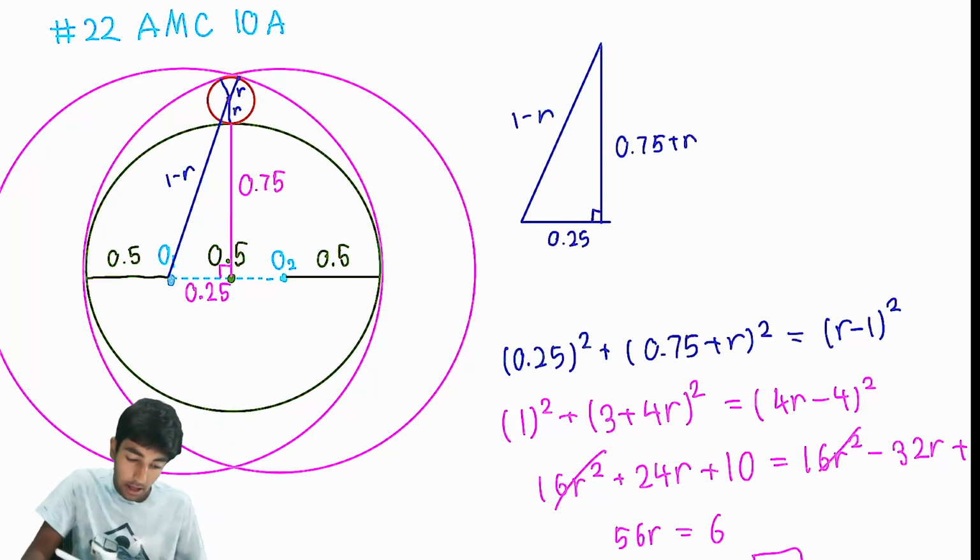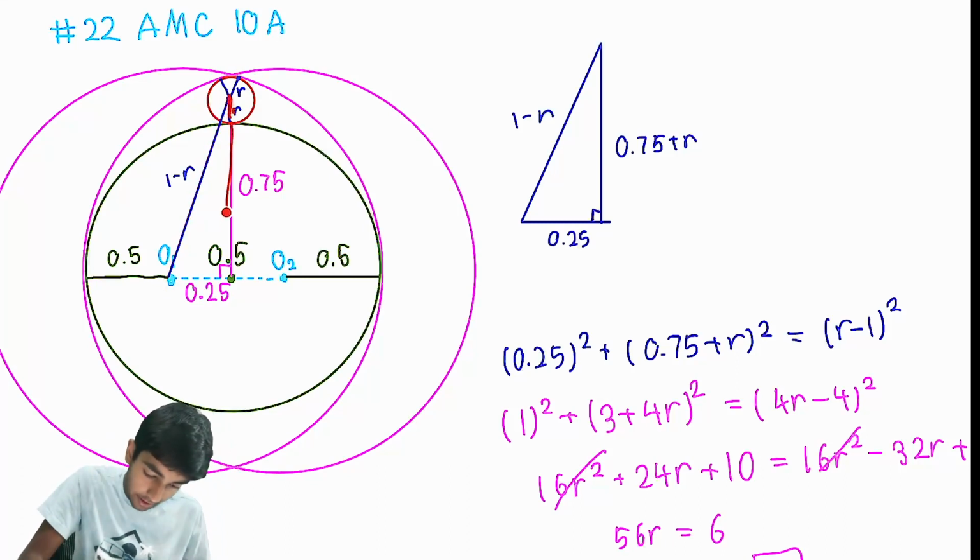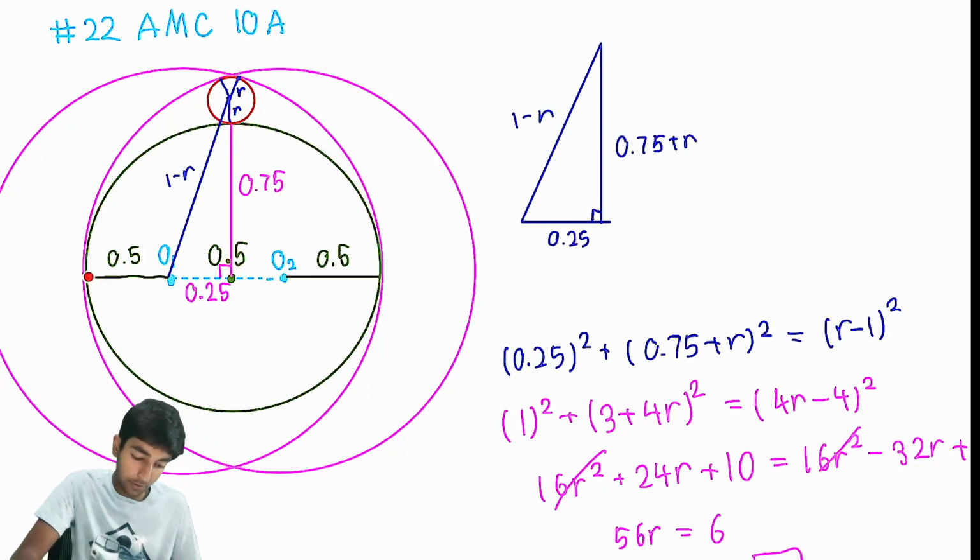So the key idea here was noticing that property about this center, tangency point, and this center being collinear, and that implies that this part is 1 minus R. And then we also see this thing is R, and this thing is 0.75 by finding the radius of this green circle, and then this is 0.25, just by symmetry. And then we just use the Pythagorean theorem.